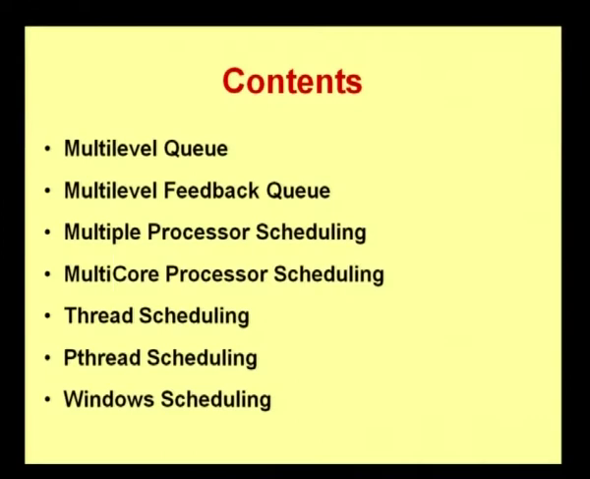We will be seeing the contents about how this POSIX p-thread has been scheduled, and then we will be seeing one other topic on Windows scheduling. What is Windows scheduling? How does the CPU schedule in the Windows operating system? So now, what is a multi-level queue? What do you mean by a queue?